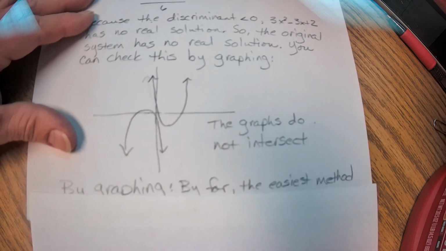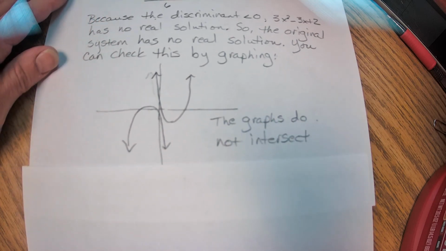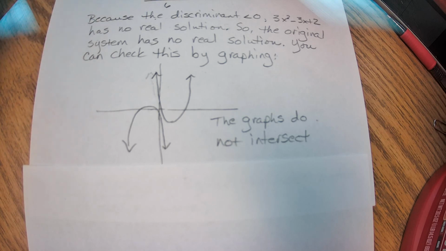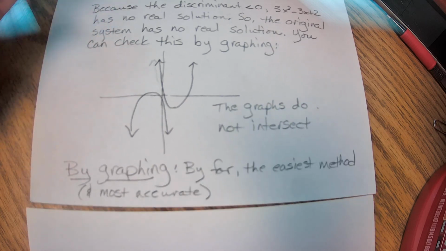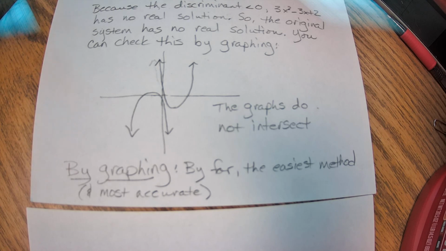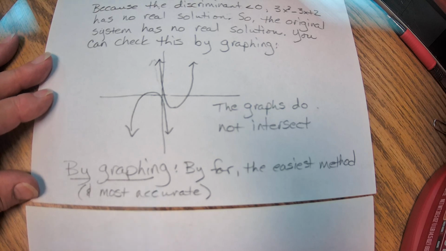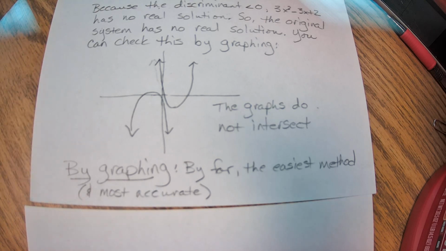So the third method of solving nonlinear systems is by graphing. And I'm going to tell you, for these kind of systems, this is by far the easiest method and the most accurate. On the test, you may have to do one by substitution, one by elimination, and then the rest of them I would suggest you use your graphing calculator and do it by graphing. And we'll do a bunch of those examples when we are together in class. That's it for chapter 3.